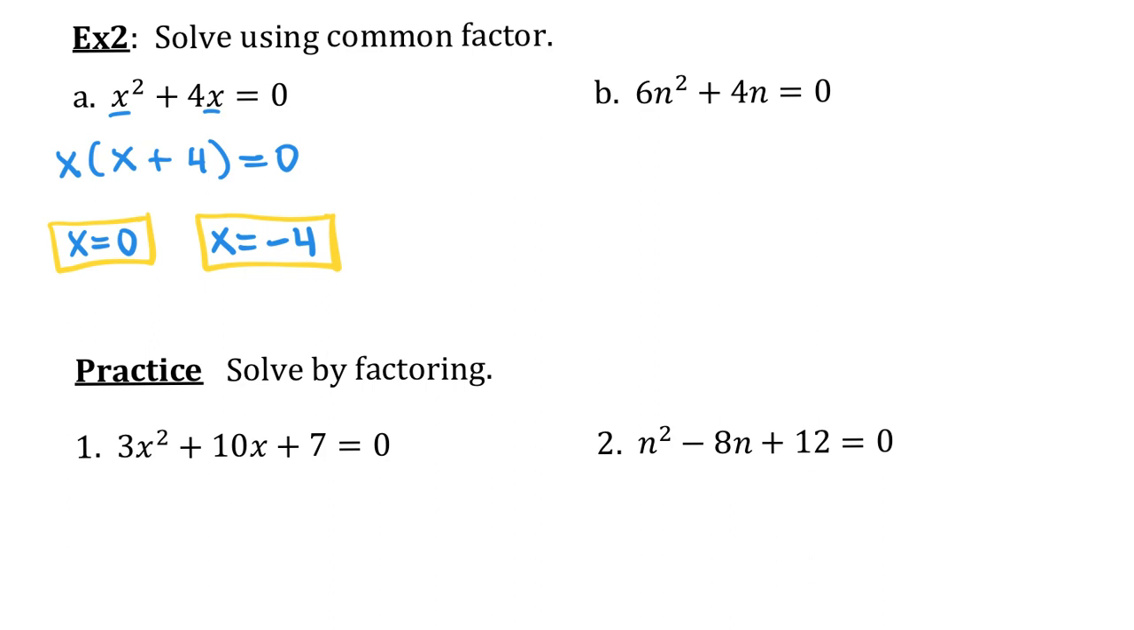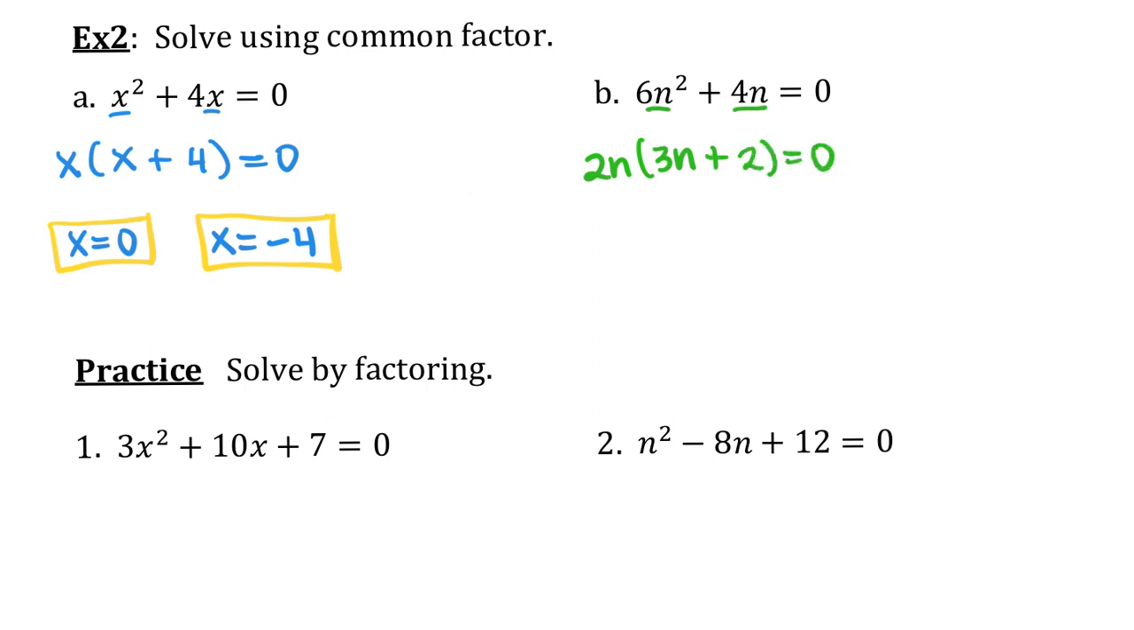Let's try B. 6n squared plus 4n. Again, there's no c value, so it's got to be a common factor. I can for sure take out an n. Can I take out a number 2? 6 and 4 both divide by 2. I'm going to take out 2n. 2n times 3n. 2n times 2.